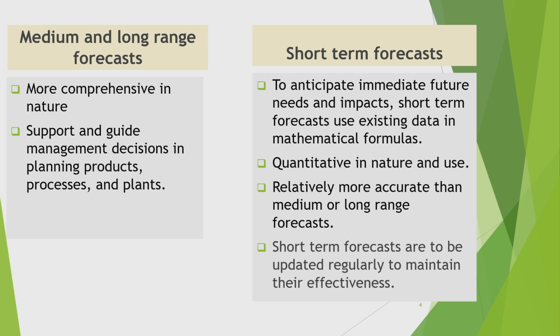Now medium and long range forecasts are more comprehensive in nature. They see all the aspects and they support and guide management decisions in planning products, processes and plants. Like we can plan in medium and long range forecasts what type of product the company will make, what type of processes will be employed and where we have to set up a plant. But in short term forecast, which will be mostly the topic of today's lecture, we anticipate immediate future needs and impact.